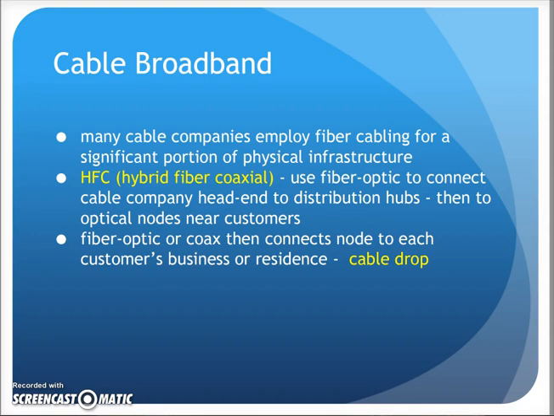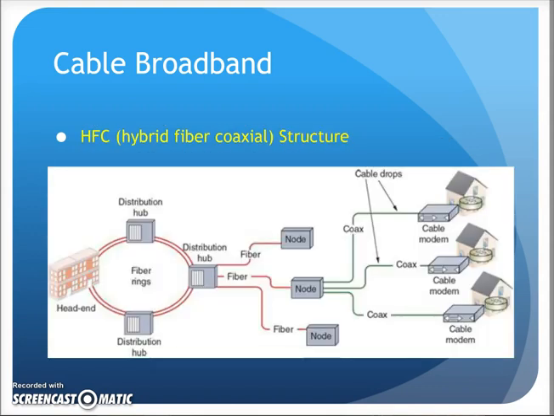What ends up happening is fiber gets used from the company's head end the whole way out to maybe a box in your neighborhood. From the box in your neighborhood to your house, many times is still coax cable into the modem in your house kind of thing. So your structure ends up looking like so.